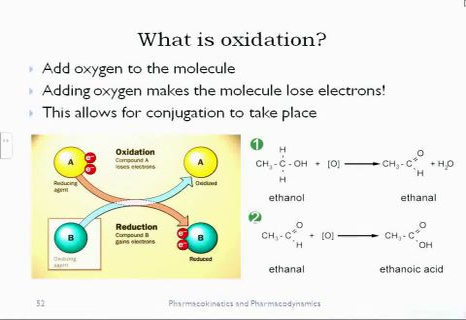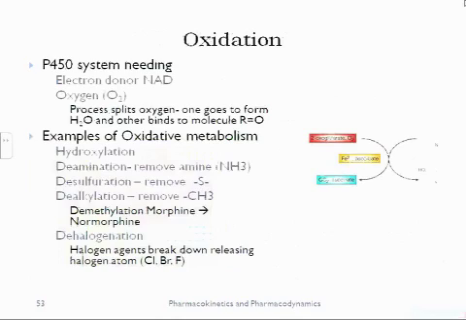So this is the first step. What the oxygen basically does is make the molecule lose electrons in the process, and it makes it more likely to want to accept another electron from something else, which usually shares, and that is the conjugation process, the next step. Oxidation is usually done via the P450 system. The P450 helps donate an electron via the NAD system. And oxygen is a process that splits.